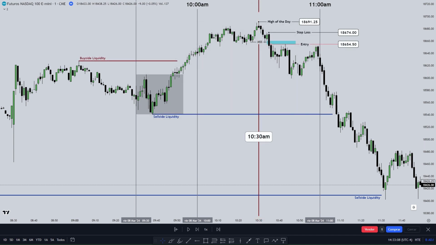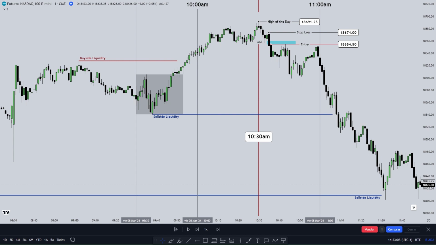This is what we have. At 9:30 AM price starts to consolidate. This is the initial consolidation of a market maker sell model. After that, it starts moving to the upside until 10:30 AM. Then, we see a market structure shift with a fair value gap, which is the low-risk sell of the market maker sell model.